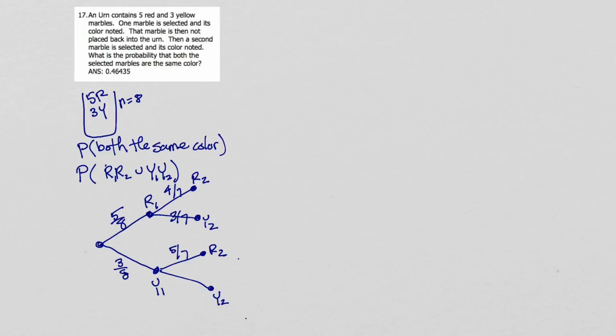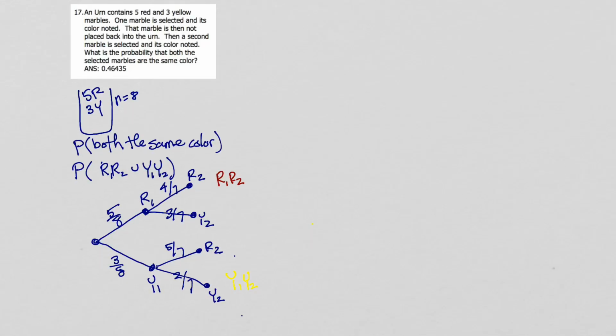Now let's go down here. What's the probability of getting a yellow on the second? Well, we got a yellow on the first, we tossed it out. So there's 7 marbles left. We had 3 yellows, but we tossed that out. So there's only 2 yellows left. So this is going to be 2 out of 7. And again, of course, these add up to 1.